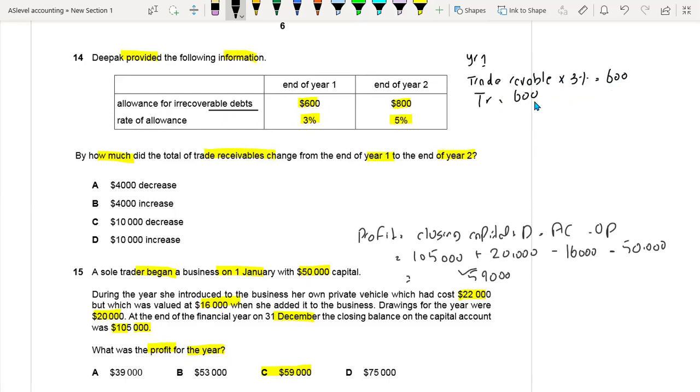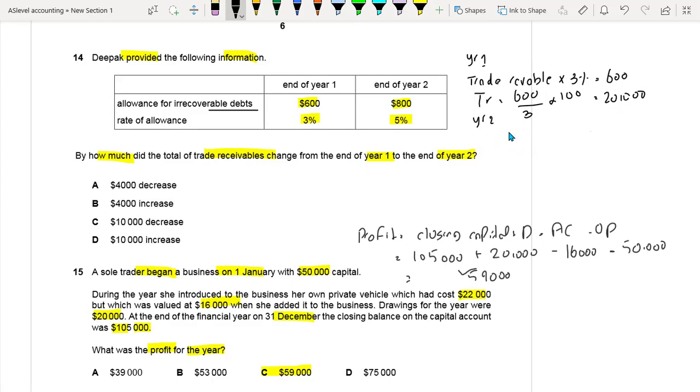So 600 divided by 3 multiplied by 100, because percentage is showing us the 100 amount. So 600 multiplied by 100. Just give me 1 second so I can find it out. So 600 multiply 100, this is divided by 3. So this is basically 20,000 trade receivable. So now find it for the year 2.